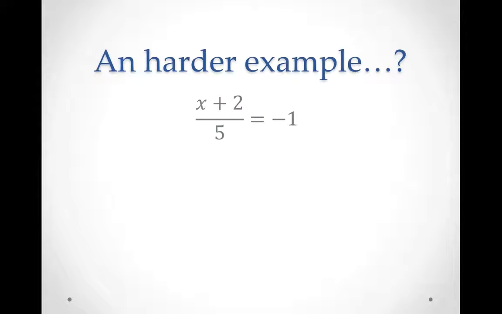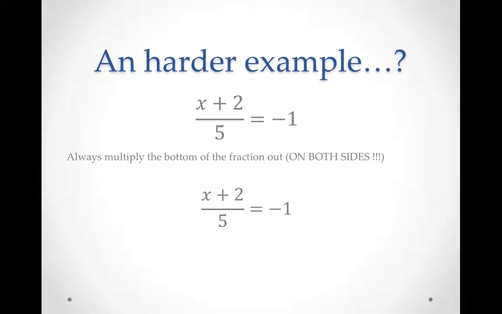Alright, so let's look at a harder example that involves fractions and equations. The process to this is exactly the same. If you ever need to remove the bottom of a fraction, you must always multiply the bottom of the fraction out, and do this on both sides.